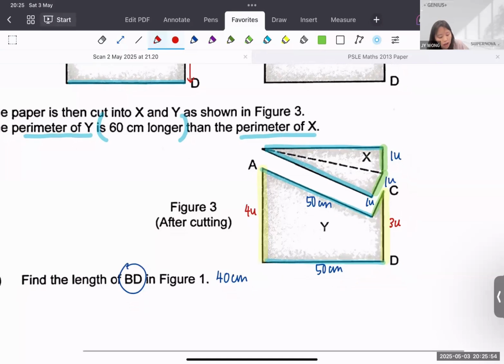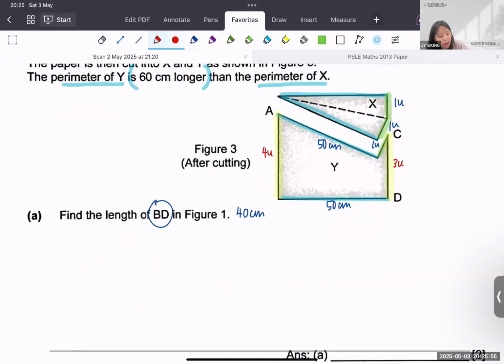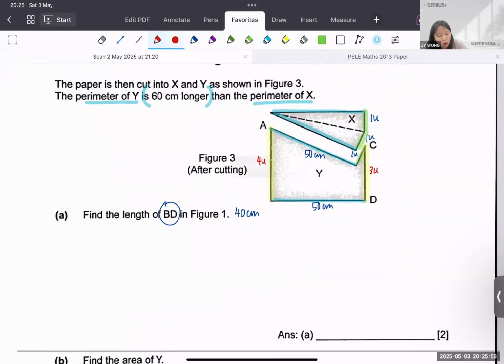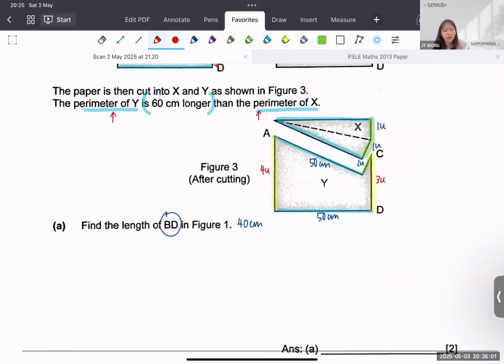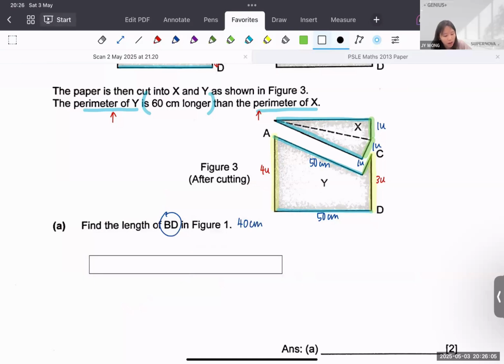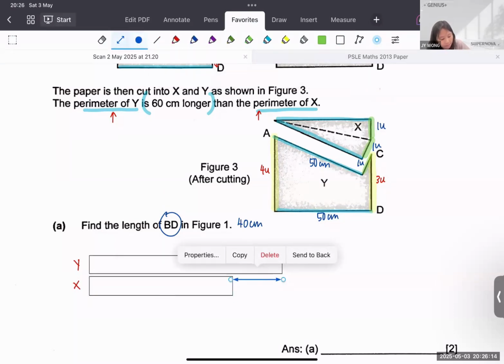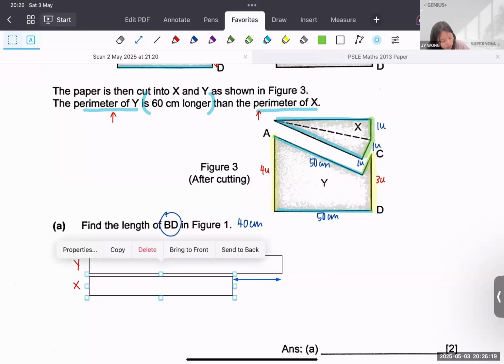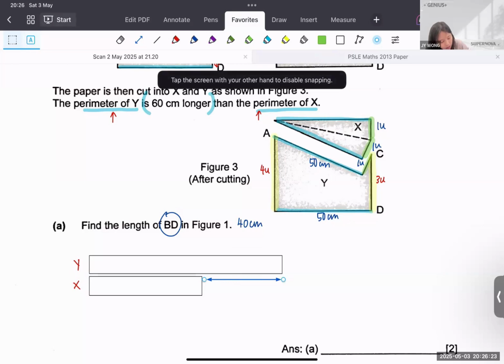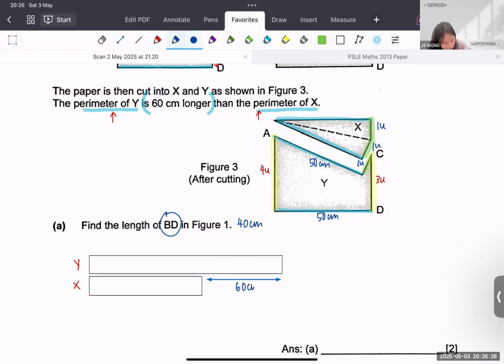Very good. So now I'm going to draw a model to compare parameter X and parameter Y. You will notice that it's easier to see with a model when you make this kind of comparison. So I'm going to draw Y first, and then I'm going to draw X. And there's a difference of 60. I need it to be a bit longer so that I've got more space. I'm going to put this as 60 cm.